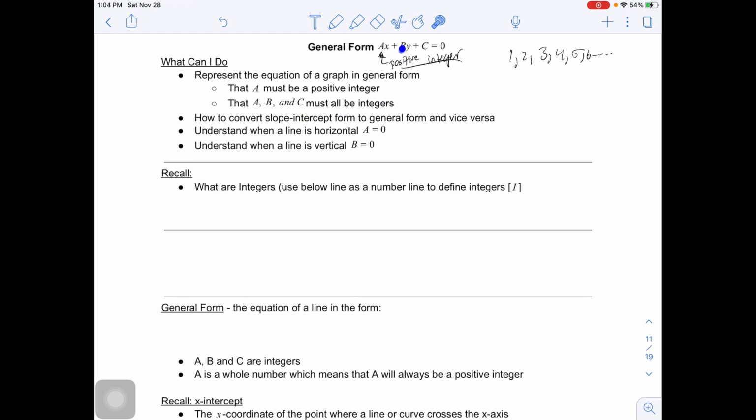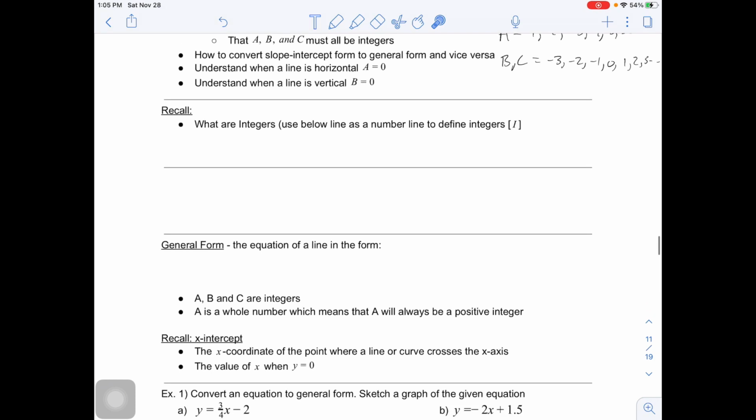So like this can be a negative number and this can be negative, but they also have to be integers. A has to be the numbers 1, 2, 3, 4, 5, so on and so forth. And then B and C are allowed to be negative numbers, but they also have to be integers. Okay, we have to understand what it means when A is 0. So what happens when A is 0? Well, that actually means that you're dealing with a horizontal line. And understand when a line is vertical, B is 0.